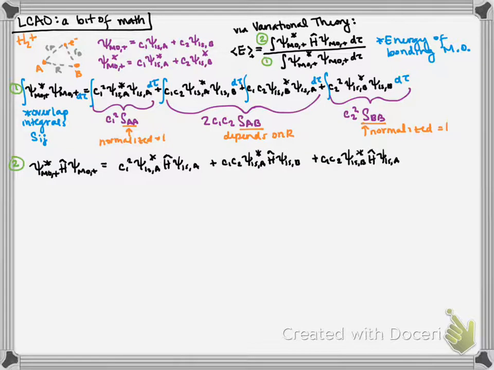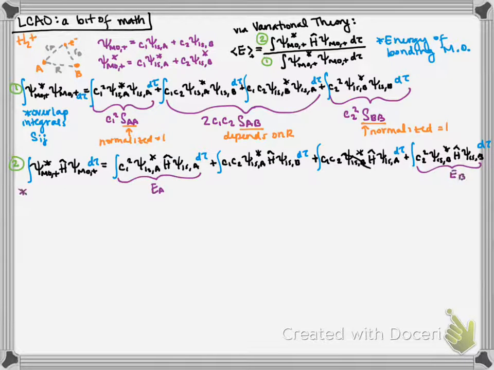Forgot a star there, sorry. And then we have our last term, which is C2 squared Psi1s B star, Hamiltonian acting on Psi1s B. So we can get these terms. If we look at the first term and the last term, they look a little bit familiar, right? So let's put our integration in.